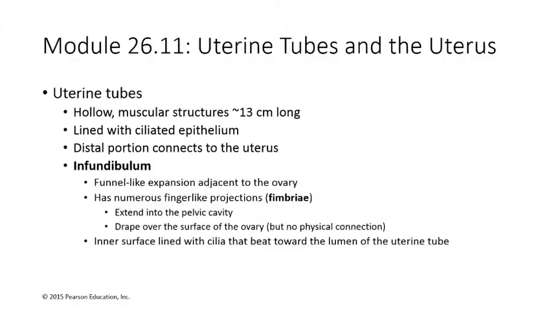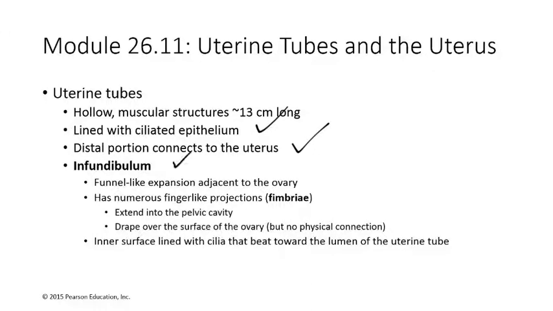Again, that's largely review. Let's talk about the uterine tubes for a moment. These are going to be relatively long, about 13 centimeters, hollow structures. They're going to be lined by ciliated epithelium. Those cilia are going to help push the egg and the embryo down through this tube. And the distal end is connected to the uterus.